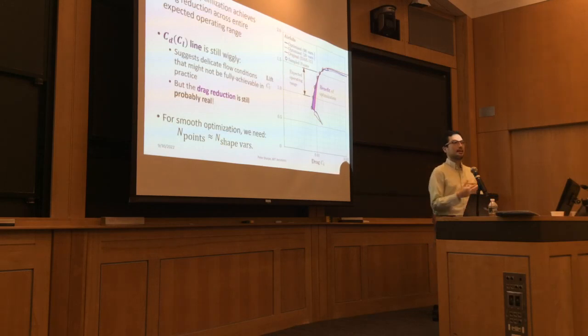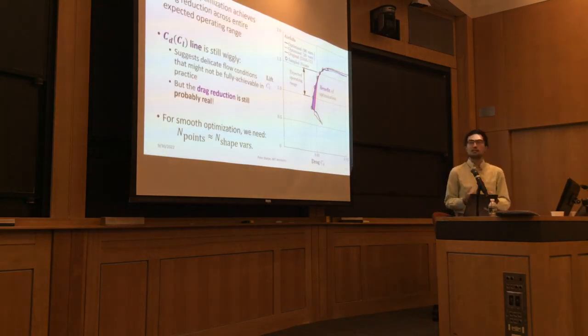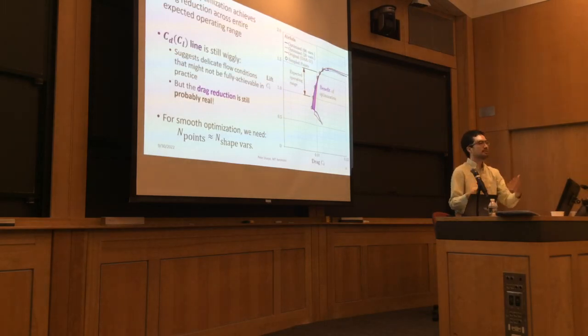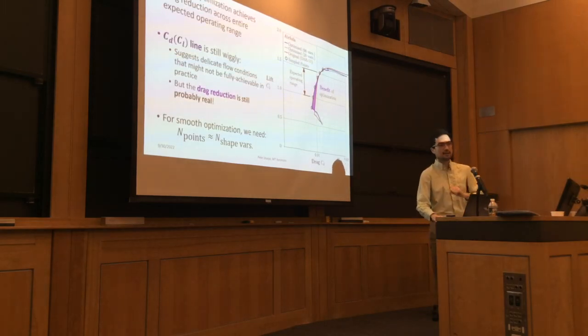The takeaway here is that for smooth optimization, we need to look at about the same number of points that we have shape variables, roughly the same order of magnitude. Otherwise, we're going to get some really strange peaky results.